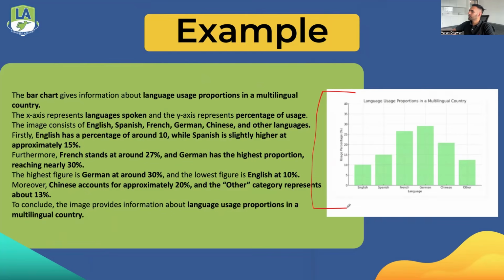The bar graph gives information about language usage proportion in multilingual countries. The x-axis shows different languages, which are English, Spanish, and French, whereas the y-axis shows different usage percentage, which are 5, 10, and 15. English is around 10%, whereas Spanish is around 15%. Moreover, French is 27% and German is 30%. Also, Chinese is around 20% and others is around 10%. German is the maximum, whereas English is the minimum. Overall, the image is about different languages which are used in multilingual countries.